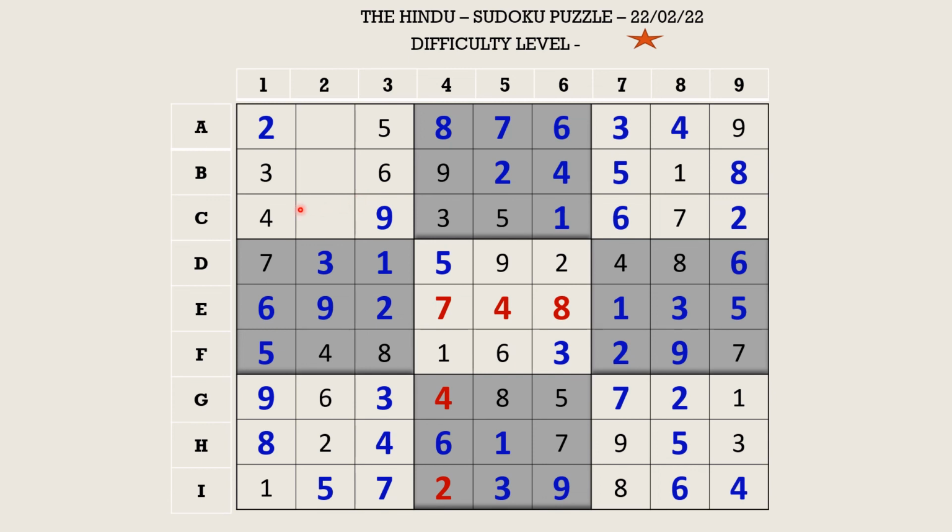Now the only missing number in C row is 8. The only missing number in B row is 7. And the only missing number in A row is 1. And the puzzle is solved.